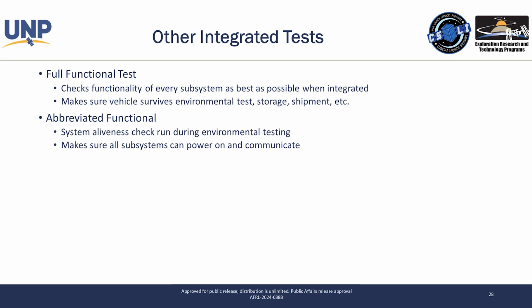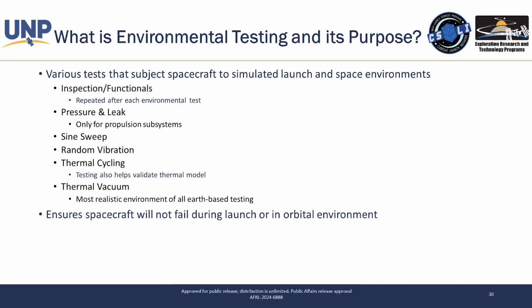Thank you, Paul. The abbreviated functional test, onto the integrated tests, is where we do a quick check, should be 10, 15 minutes, under an hour, to just check aliveness. That might be between axes of a vibration test, something like that. It just makes sure nothing truly critical has broken, like a connector has fallen out, or a bolt hasn't wreaked havoc. So onto environmental testing, our final system level tests.